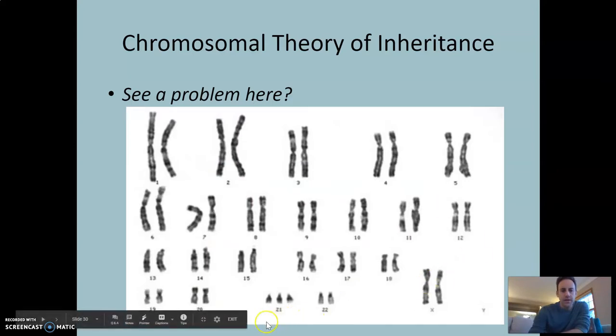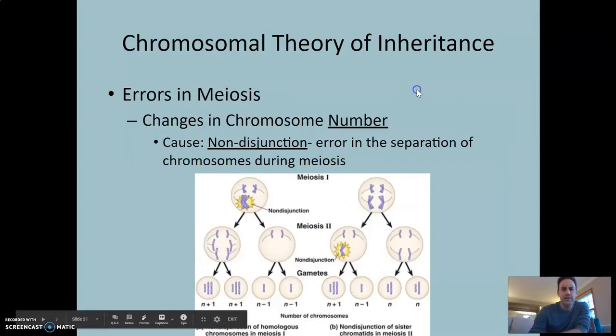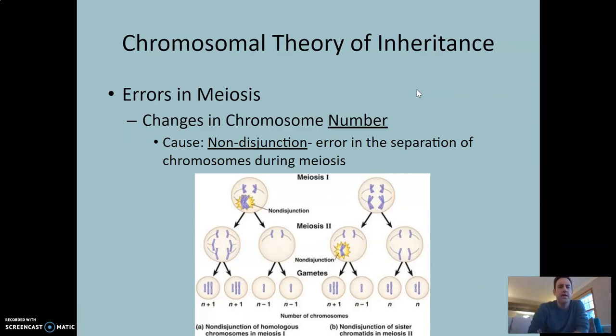Chromosome 21, it turns out, has 3 chromosomes. And so, how does that happen, and then what effect does it have? Well, let's take a look. So the first type of error that can happen in meiosis is a change in chromosome number. And the cause of this is something called nondisjunction. Nondisjunction simply means that there's been an error in the separation of chromosomes during meiosis.